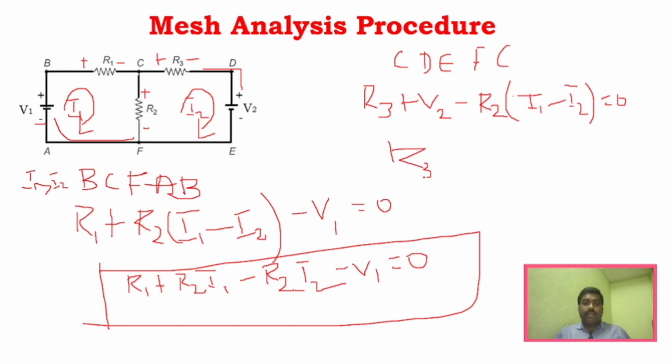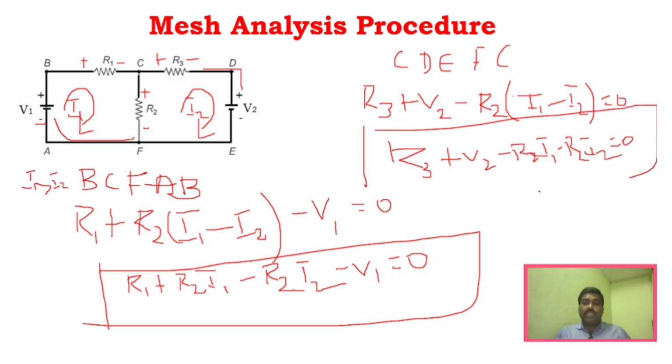Now you simplify this expression: R3 plus V2 minus R2 into I1 minus R2 into I2 equal to 0. This is equation 2, and this is equation 1. If you solve these equations, we will find the values of I1 and I2. This is the procedure for mesh analysis.